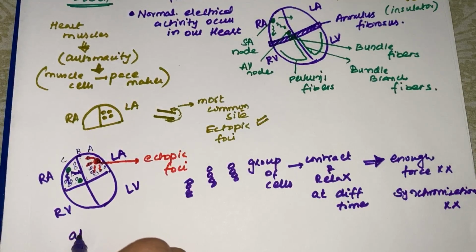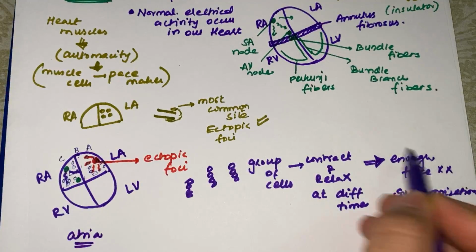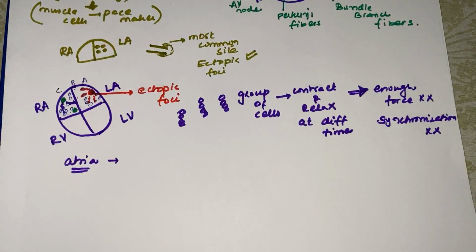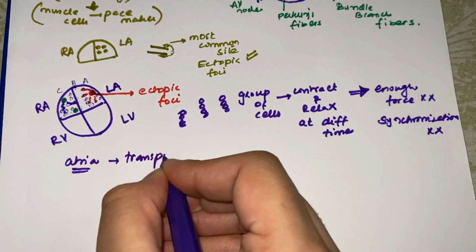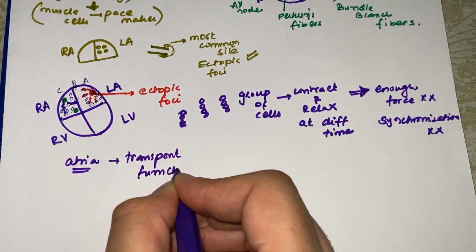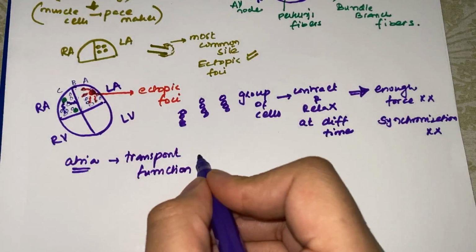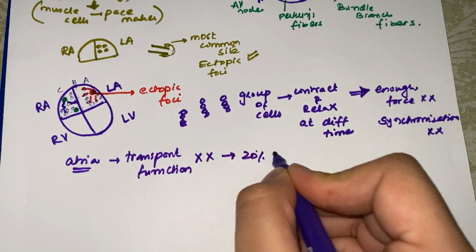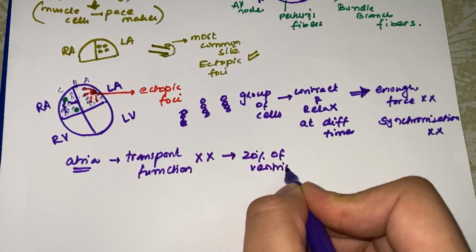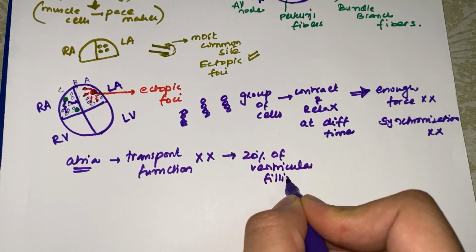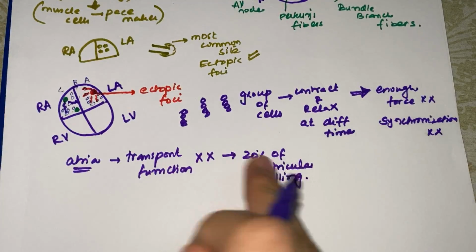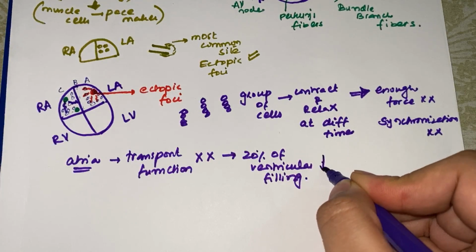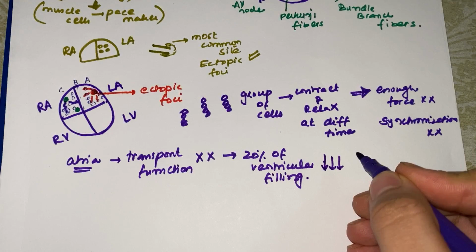Fine. So as a result, the atria will now be unable to perform its function properly. And what is the function of atria? Now what will happen in the atria because of all these changes? Atria's normal transport function of transporting blood into the ventricle is now impaired. What will happen is that the 20% of the ventricular filling that occurs because of active atrial contraction will not occur completely or is reduced.